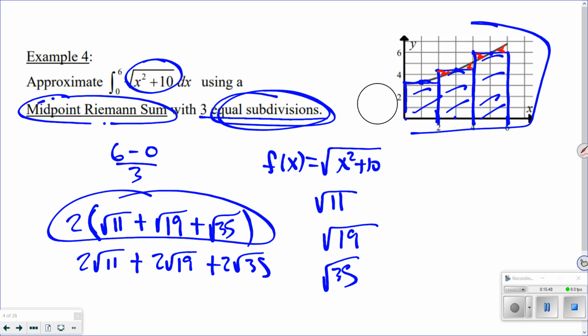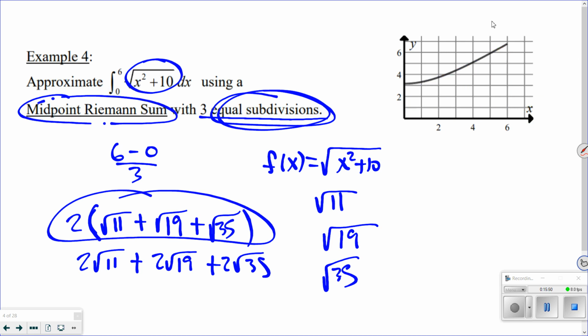What if we made it a right Riemann sum? So we went from the right side. Would that be an overestimate or an underestimate? Now, that's pretty clear, right? That would be an overestimate. Your approximate would be too big. What if we did a left Riemann sum from this side? That would be an underestimate.